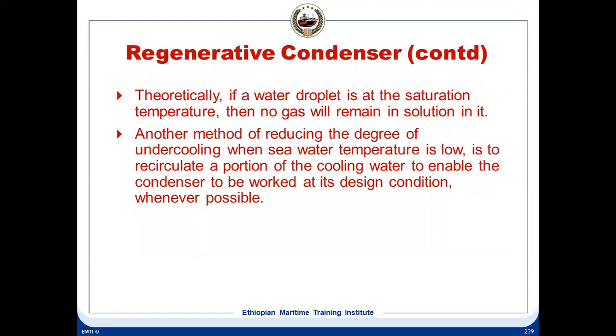Another method of reducing the degree of undercooling is used when the seawater temperature is too low. That means if you are in cold conditions and seawater temperature is low, part of the seawater is recirculated again, so that the temperature of your cooling water is not too much below saturation temperature, to enable the condenser to work at its design condition. That means too much undercooling does not occur. So that is the whole idea of this recirculating.